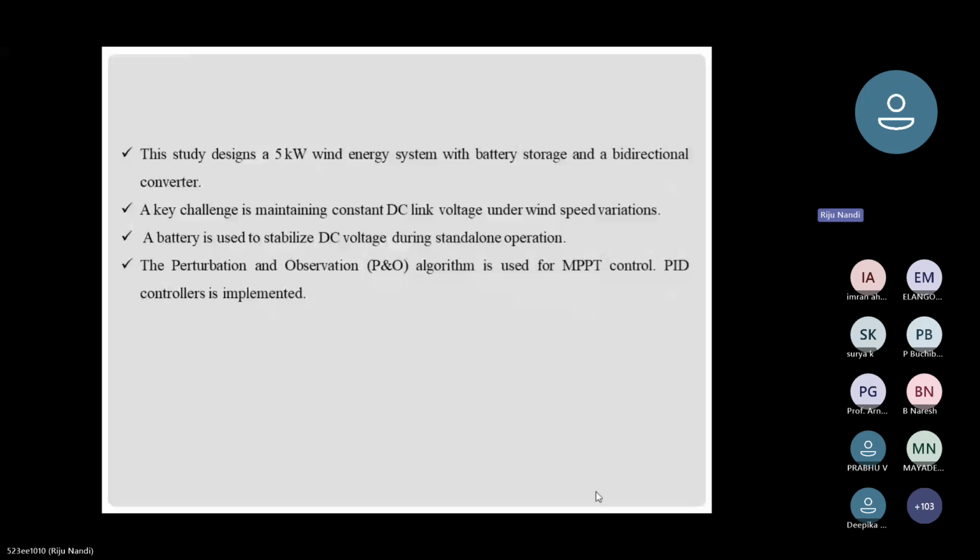The P&O algorithm is used for MPPT control of the wind system, the PMSG system, and a PID controller is implemented. I have designed the PID controller for the DC bus voltage. You have to stabilize that DC bus voltage, which I'll show.